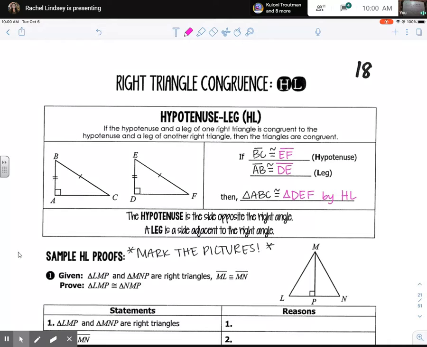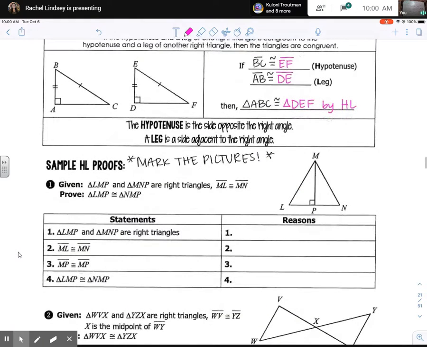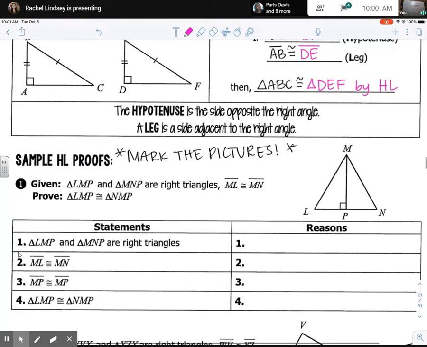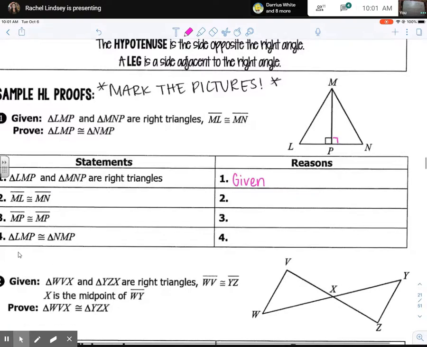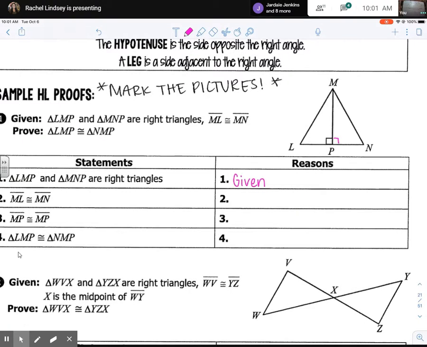So that first proof, number one, says triangle LNP and triangle MNP are right triangles. As you can see, there's already a right angle in there on one of them. You can draw the right angle on the other one. So then that is given to us, so we can mark that as given. And then it tells us we're given ML is congruent to MN, so I'm going to mark that. That is also given.